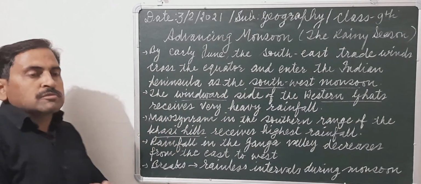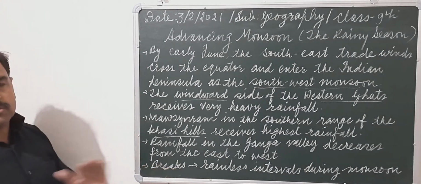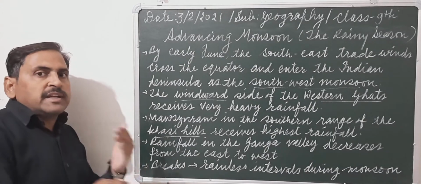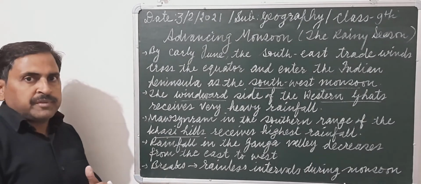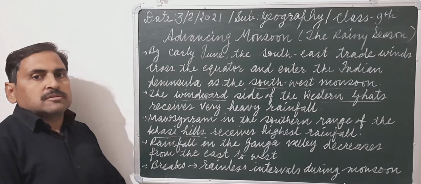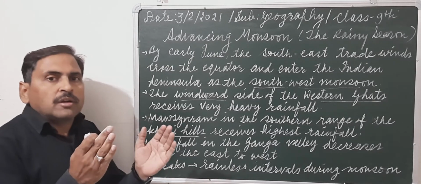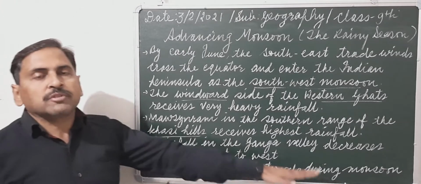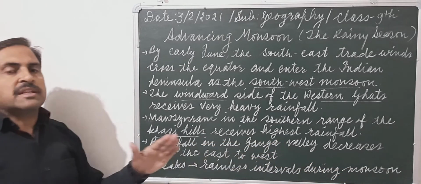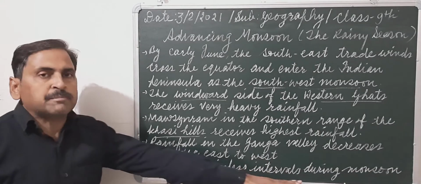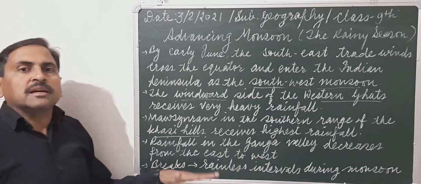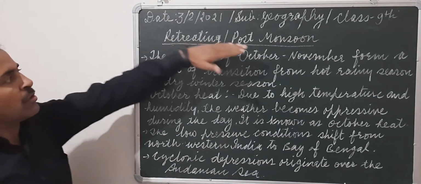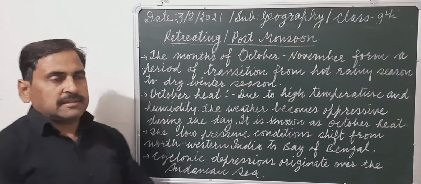During the monsoon season, there are breaks in the monsoon. Breaks means what? You would have seen that for a few days it rains continuously. That is the burst of the monsoon. And then suddenly the rainfall stops. So that is the rainless interval during the monsoon. The time period when there is no rain during the monsoon is known as the breaks in the monsoon.